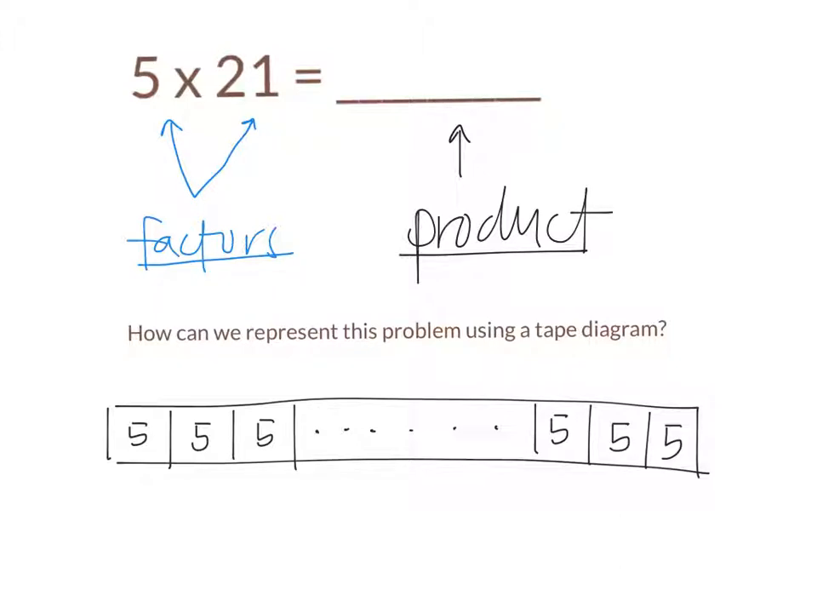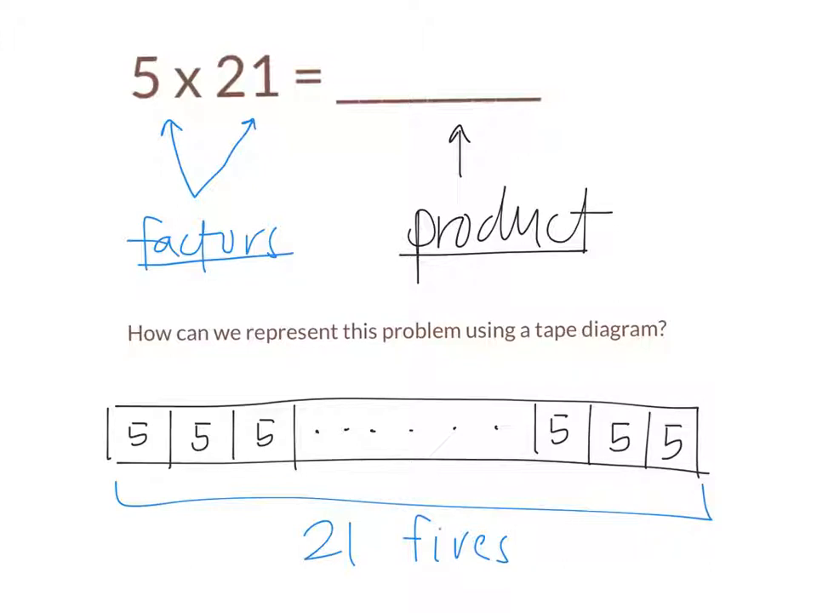Okay. Does it matter what order the factors go in? No. So we could think of this as 5 21s, or we could think of it as 21 5s, right? Very good. Now, if we want to represent this problem using a tape diagram, if I have 5, 5, 5, 5, 5, 5, 5, 5, 5, 5, 5 like that, how many 5s would I need? 21 5s, right? So I could show that there are 21 5s here. Is this the only way to show it? I could also show 21, 21, 21, 21, 21 5 times, right?